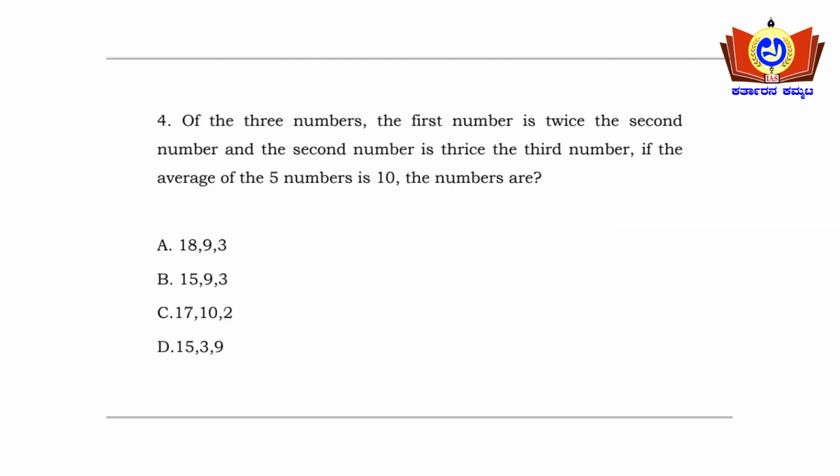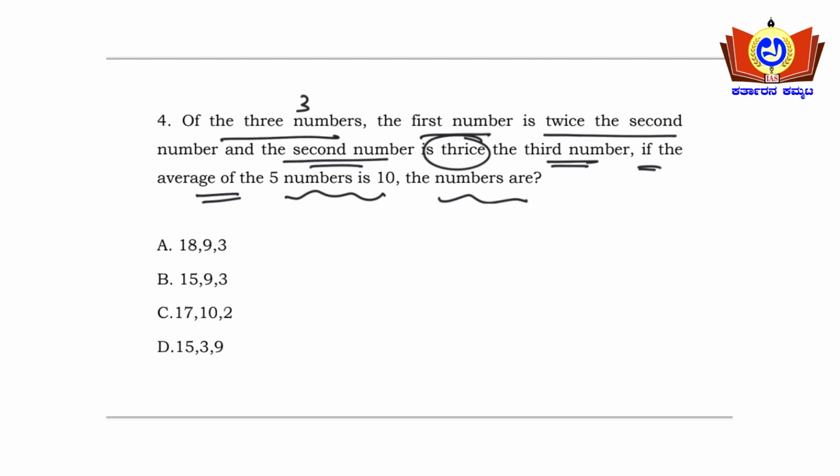Of the three numbers, the first number is twice the second number and the second number is thrice the third number. If the average of 3 numbers is 10, the numbers are... They have written 5 numbers, but it should be average of 3 numbers, since there are 3 numbers. There has been a printing mistake here, I guess. So the average of 3 numbers is 10, and this is the simple question.